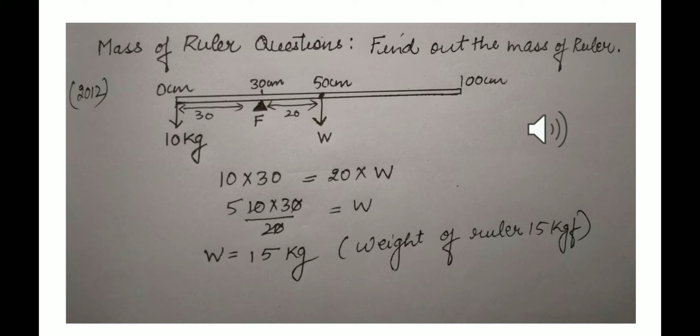So the weight of the ruler is 15 kg. So 10 kg should be placed at the 0 centimeter mark so that this is balanced. So the weight of the ruler is 15 kg according to this. I have written 15 kgf. Mass and weight difference you understand. If I have to write weight, I will write kgf. If I have to write mass, I will write kg. So we go to the next question.